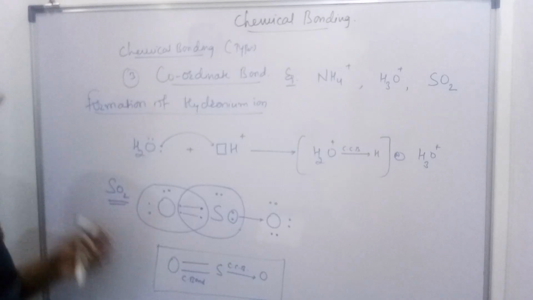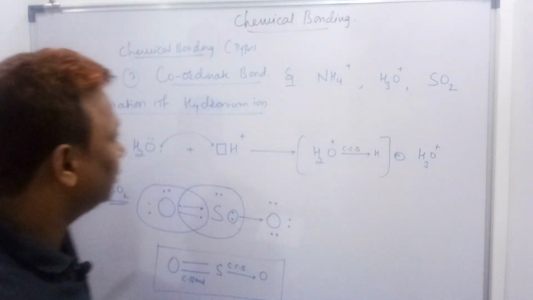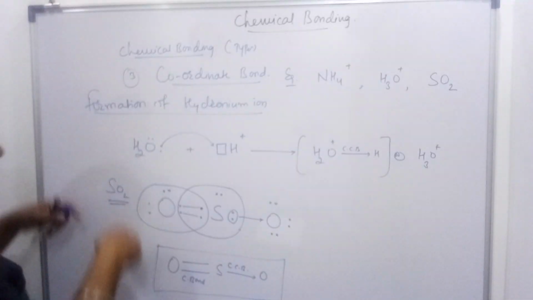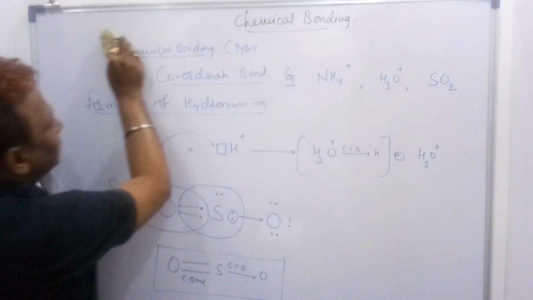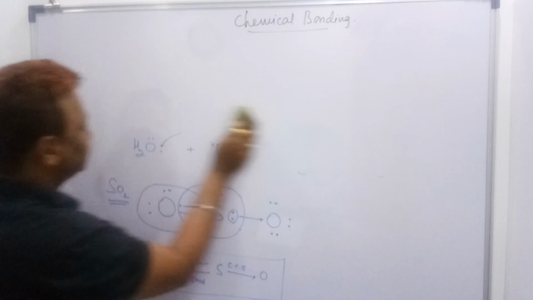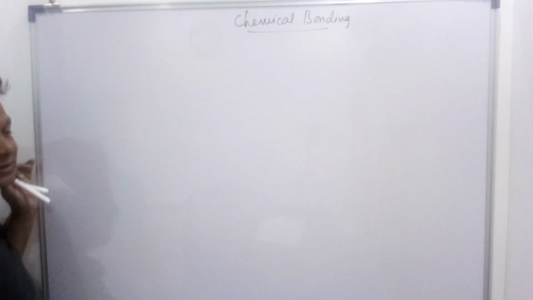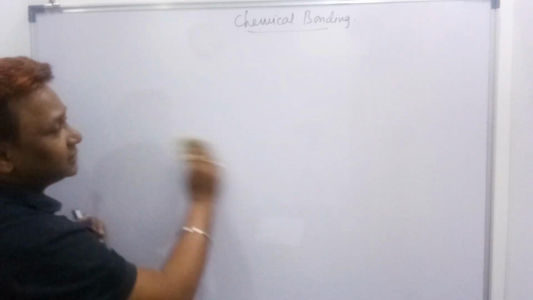Now check with other examples. I want to give you a few more examples based on the octet rule. In this octet rule, whatever molecular structures we have seen here, some limitations are there. What are the limitations? We'll check it here. But before going to discuss the limitations, let me take a short moment to summarize everything.